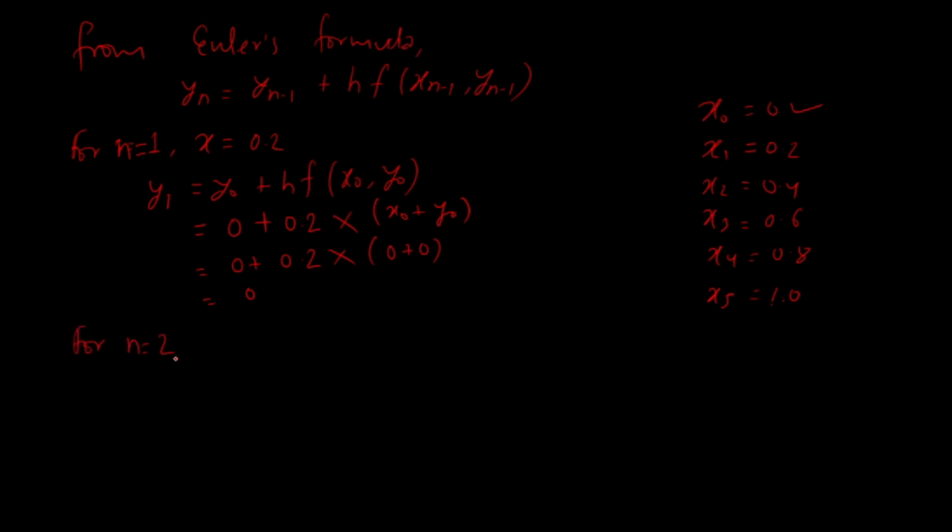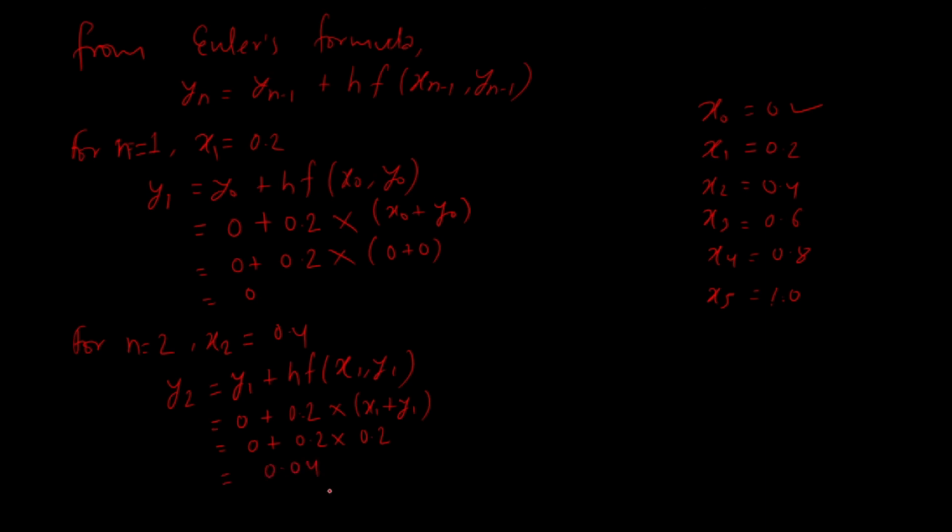Similarly, for n equals 2, x1 is 0.2, so x2 will be 0.4, and the formula gives us y2 equals, applying this formula, y1 plus h f(x1, y1). y1 will be 0 from the previous solution, plus h is 0.2 always. Function of x1, y1 is x1 plus y1, and this will be 0 plus 0.2 times (x1 plus y1). x1 is 0.2, y1 is 0. So it gives us 0.2, times 0.2, which becomes 0.04.